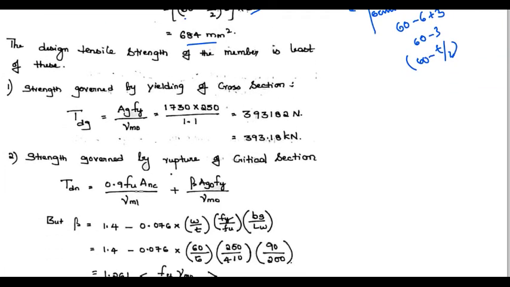Okay, so now strength governed by yielding of cross section is given by Tdg equals Ag Fy by gamma m0. So substitute the gross area of the two angle sections also. So you are getting the strength of that section against yield. That is the maximum amount of load that this member can take without failing by yielding. What happens if the load on the member increases beyond this? It is going to yield, expand and fail.